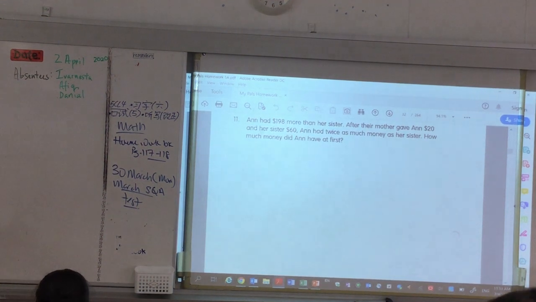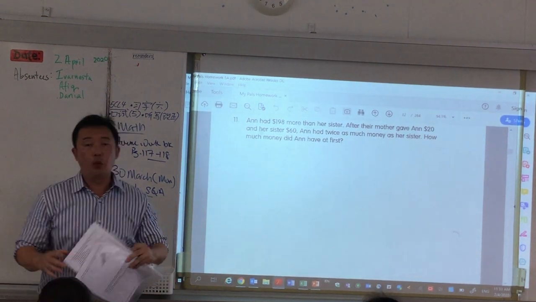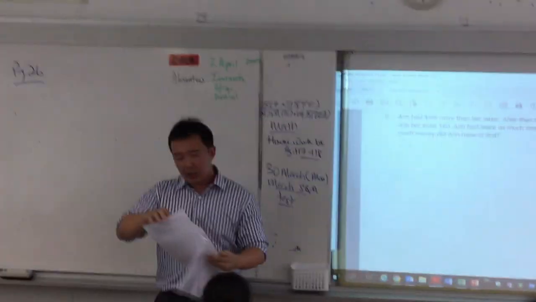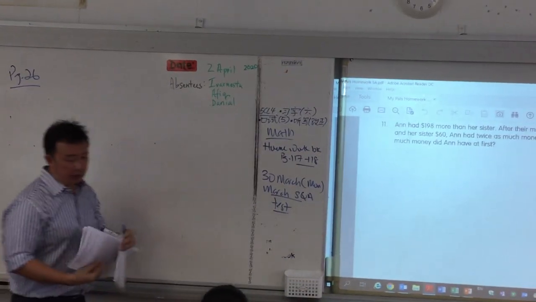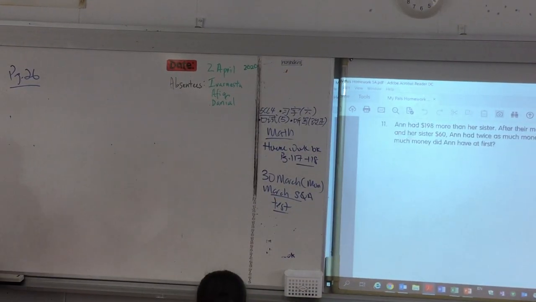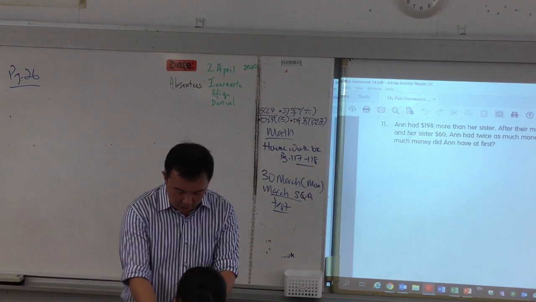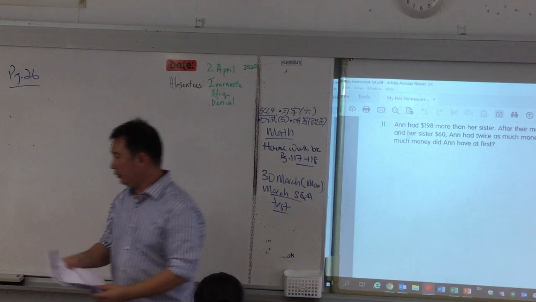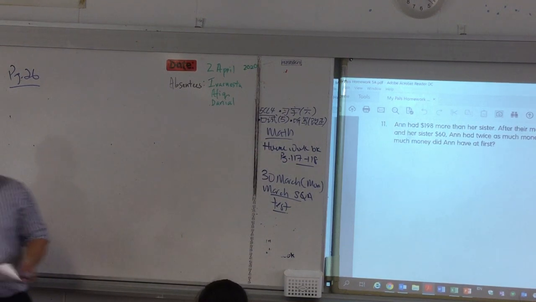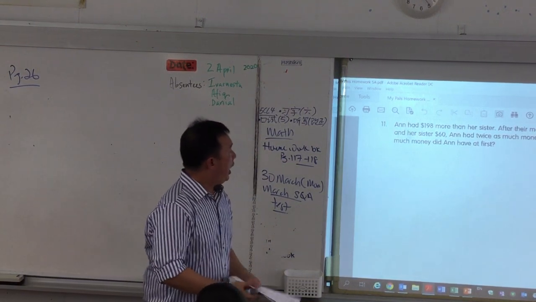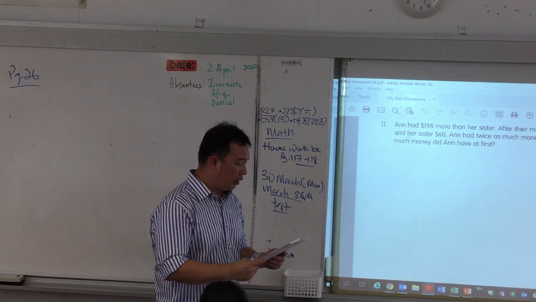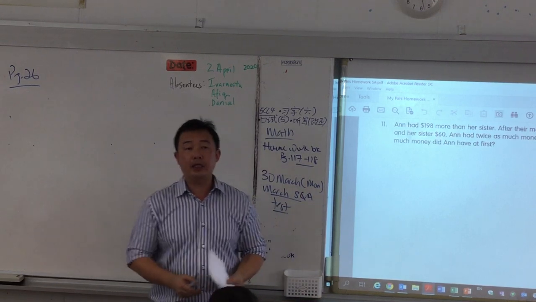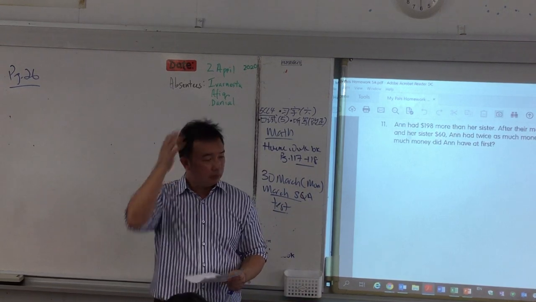Okay, so today we'll be doing corrections for the work problems that we did the other day. So turn to page 26. Turn to page 26 and question 11. Alright, question 11. Ann had $198, so can you just spend about 30 seconds looking at the question?